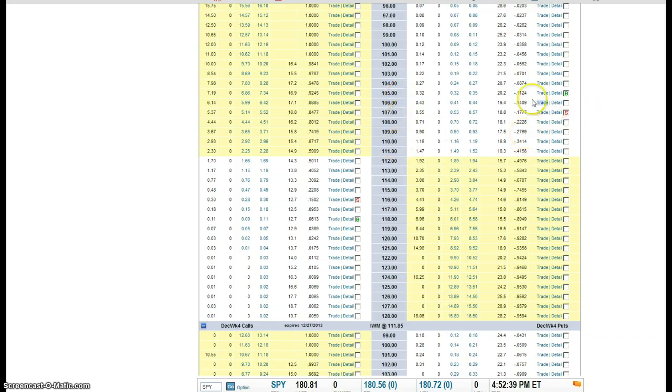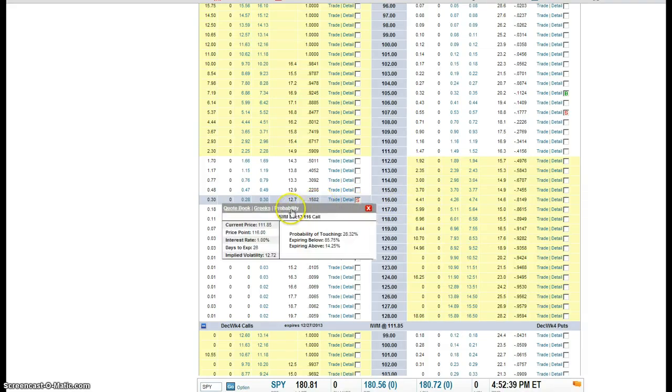And the nice thing about Iron Condors is you collect two premiums, but you can't be wrong twice. Okay? The other thing you could do is by just hovering over the detail, we can go to the probability, and you can see right here everything you need to know. Probability of touching, probability of expiring below, and probability of expiring above.